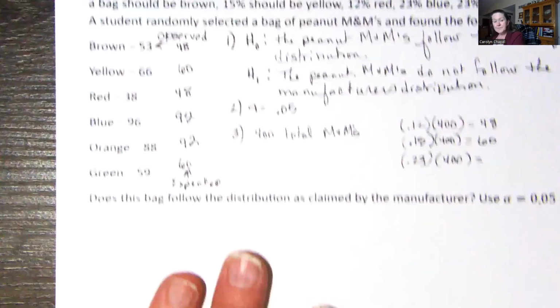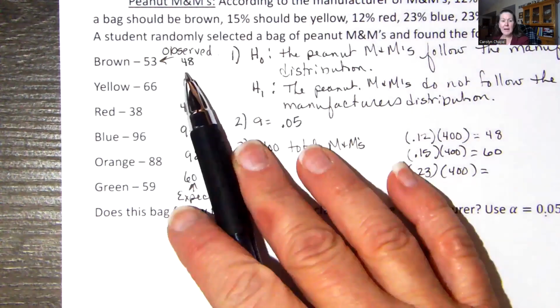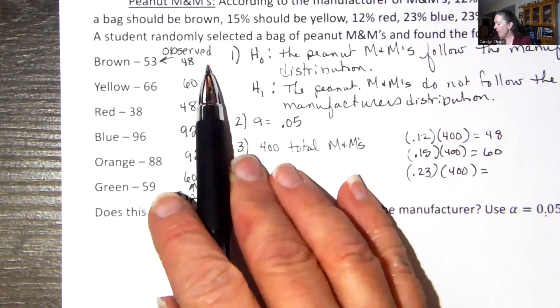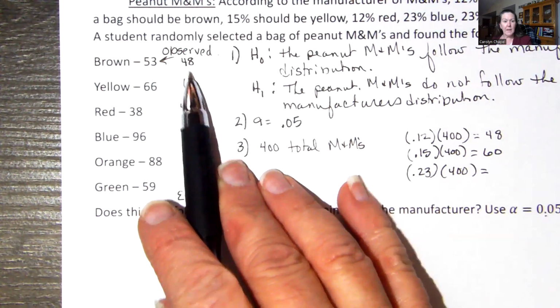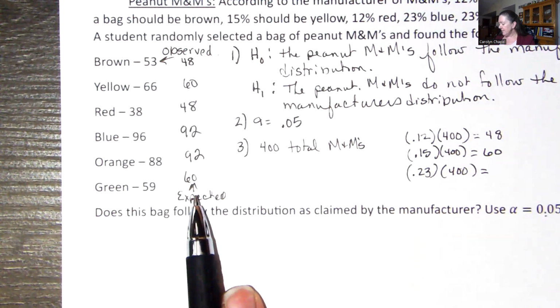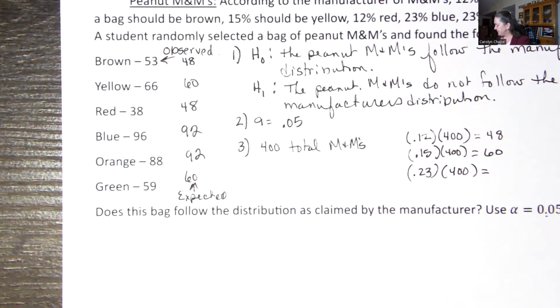I will notice on this problem, I'm going to go back to the original numbers. We did not have exactly what we were expecting. So we saw 53 brown in our bag, but we should have only gotten 48. None of these numbers match up. But the reason that we didn't reject is they weren't different enough. We're too close to the expected. We're not far enough away from the expected to say that they aren't following that distribution.